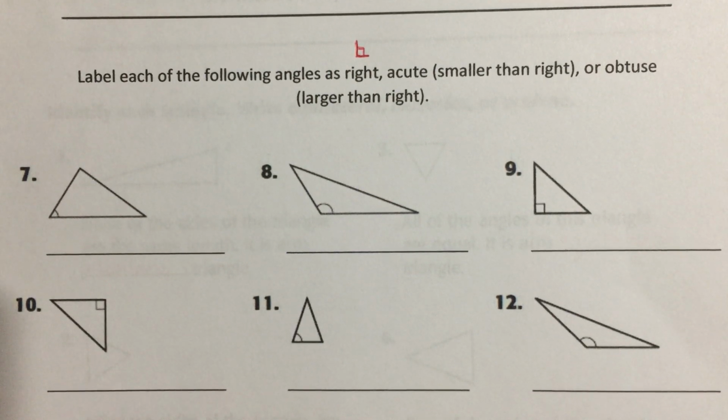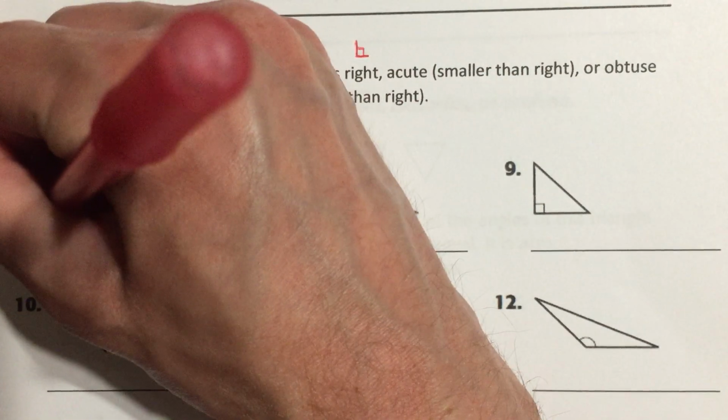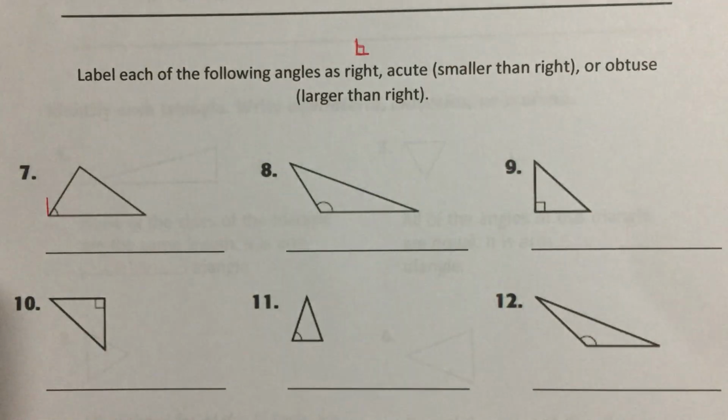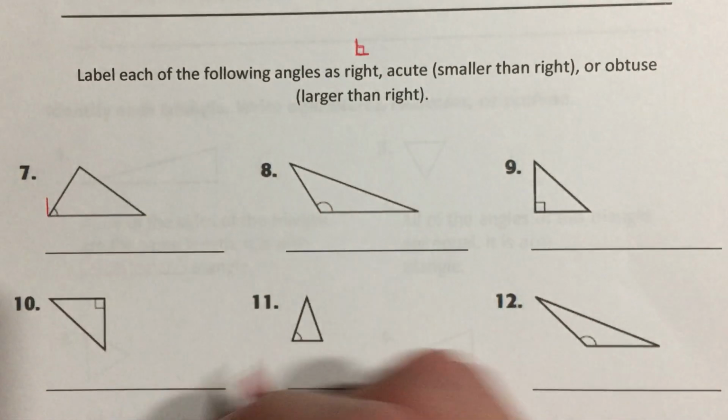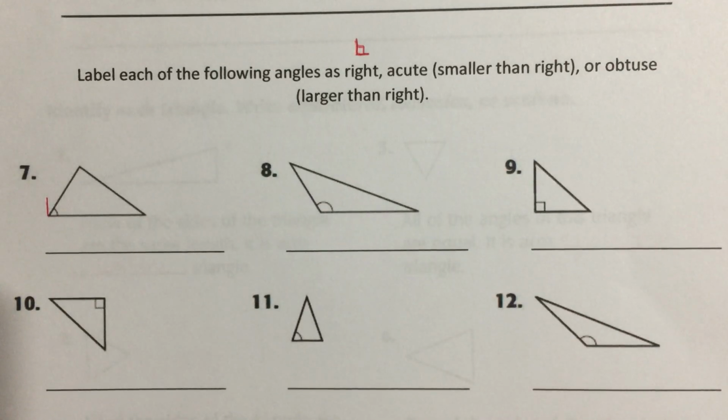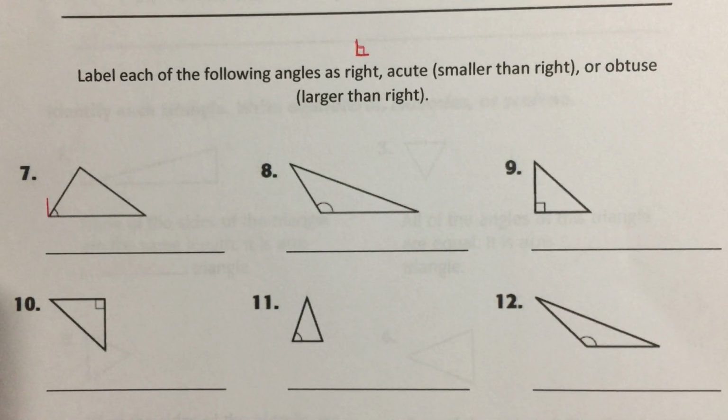It looks smaller than what a square would be. If we drew a square in here, it would be pointing straight up like that. It looks like it's smaller. So it's going to be what we call acute. And the way that I remember acute angles is I think, oh, it's so cute. It's so little and cute. Smaller than a right angle.